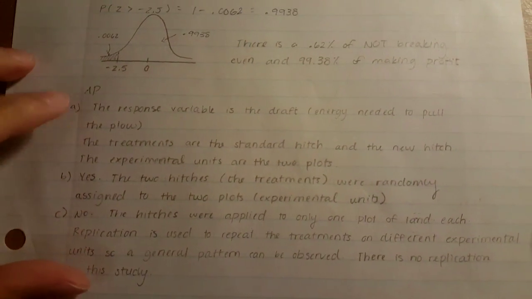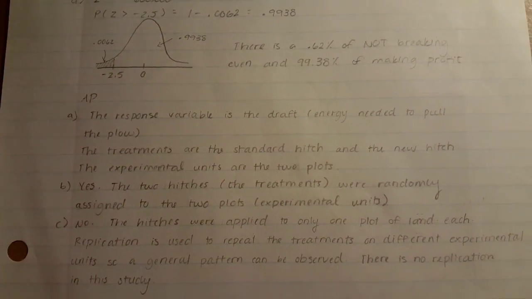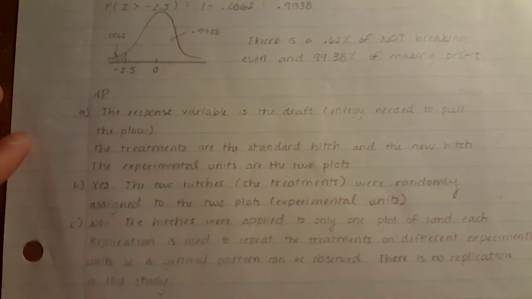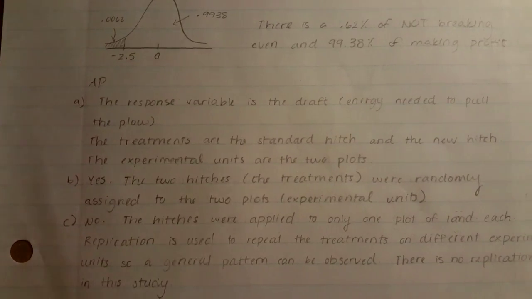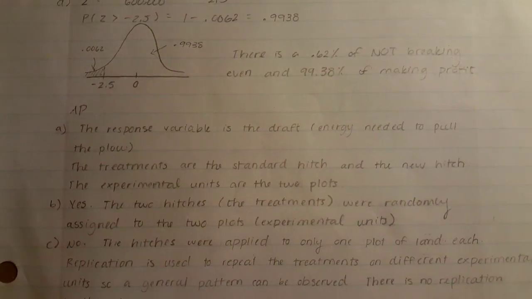So look at here, the response variable is the draft, the energy needed to pull the plow. The treatments are the standard hitch and the new hitch. The experimental units are the 2 plots.